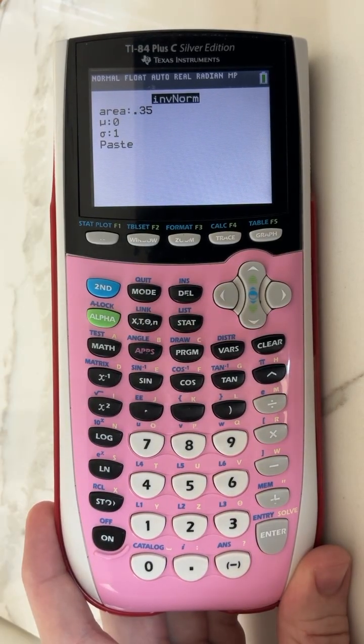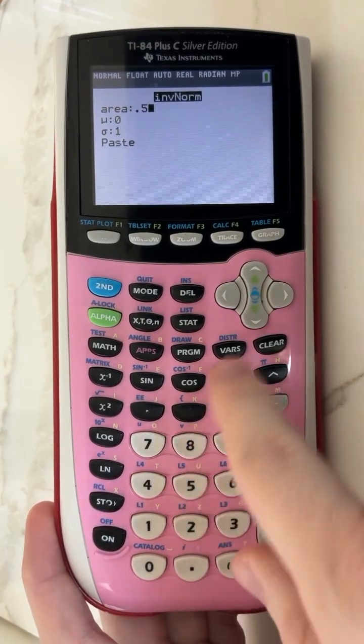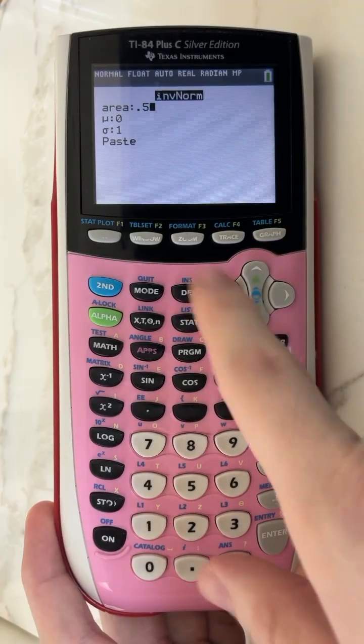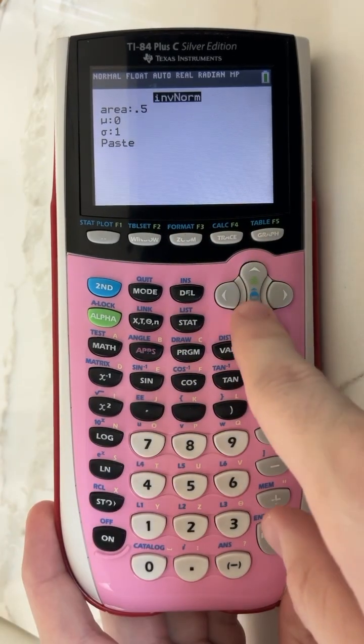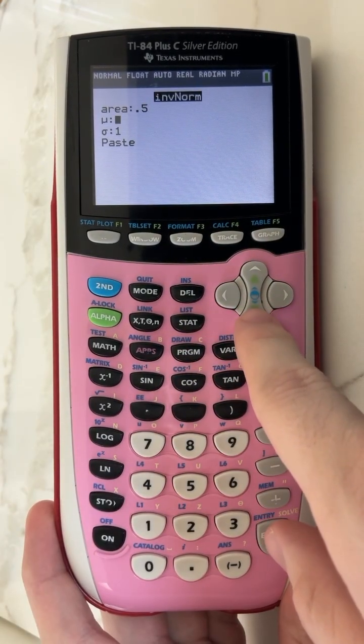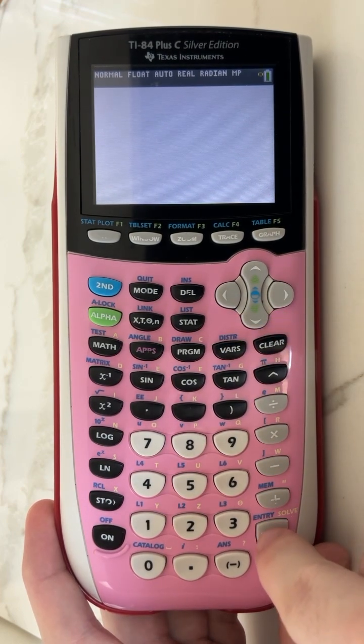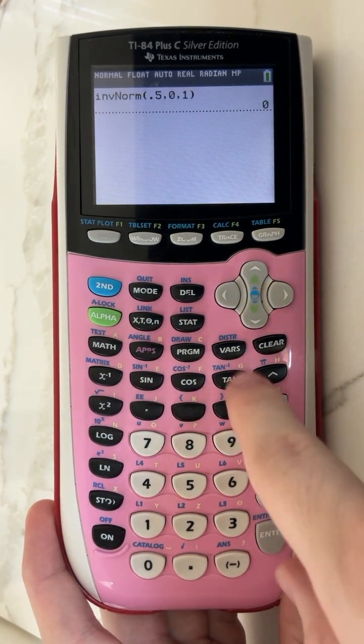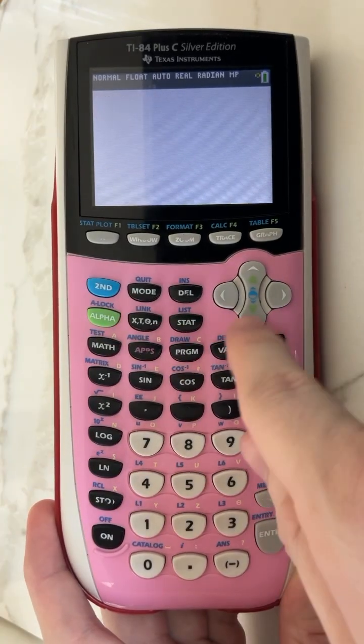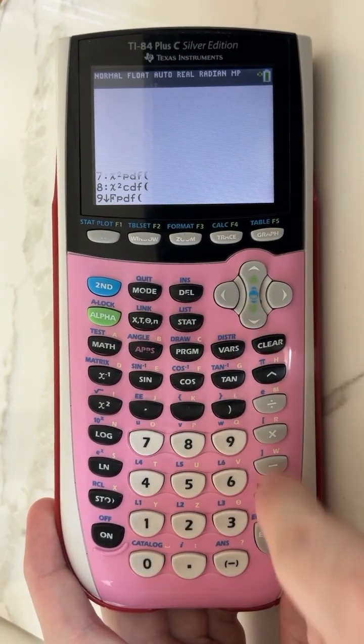If we want, for example, 50% of the area to be less than the value, let's say we're using the standard normal, so we'll get 0 and 1. Well, that's going to give us exactly 0, right? The mean. So if we want, for example, we'll go down to inverse normal.